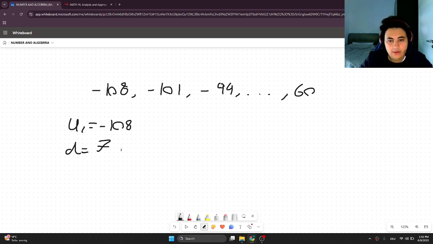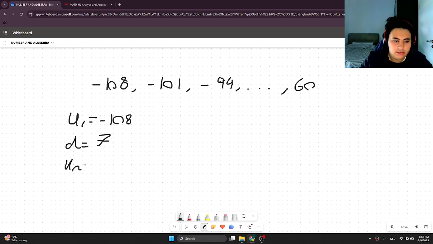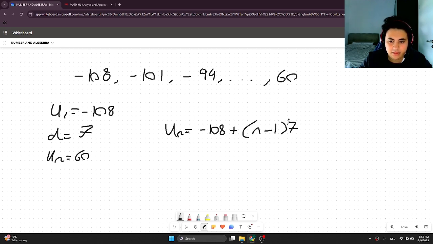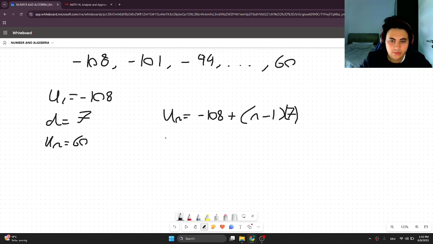And then you have your last term un is equal to 60. So now you're going to say un is equal to u1, which is negative 108, plus n minus 1 times 7. So un is equal to 60.